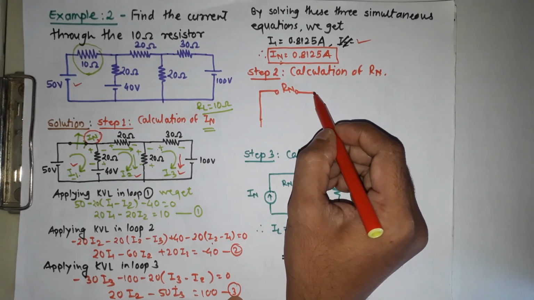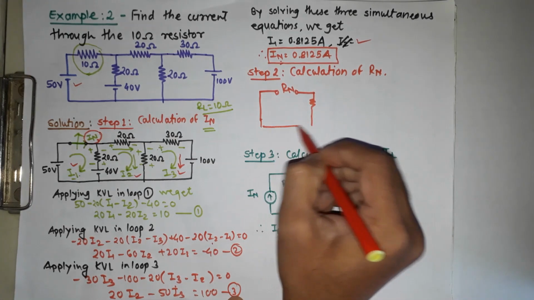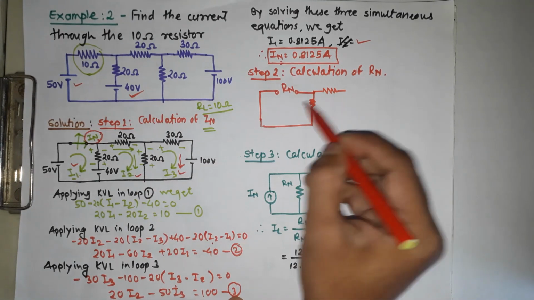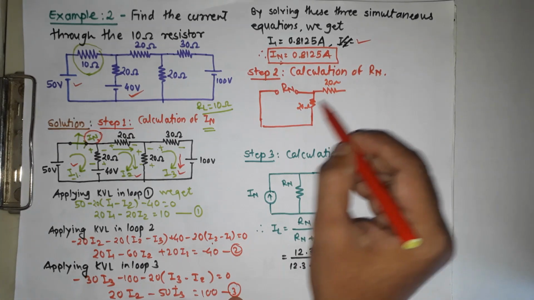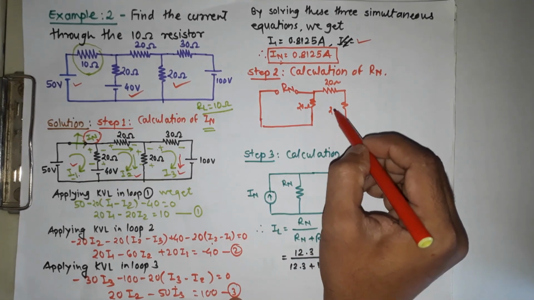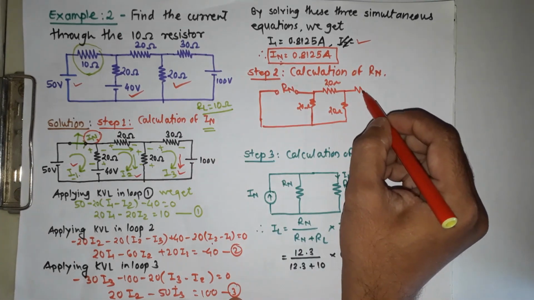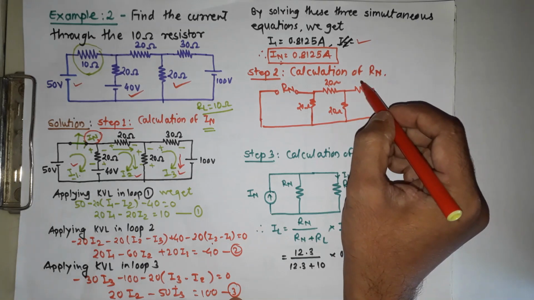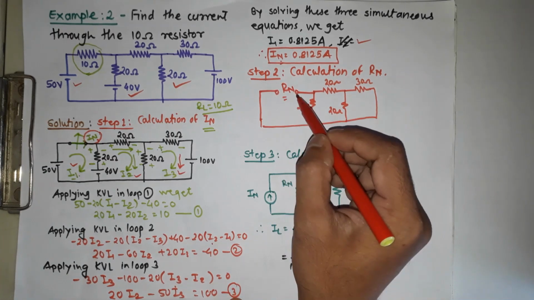Then here the 20 ohm resistance as it is, this 40 volt will be short circuited, then 20 ohm, here it is again 20 ohm, then this 20 ohm as it is, here it is a 20 ohm. Now this is the 30 ohm as it is, and this 100 volt will be short circuited because all the voltage sources we are short circuiting. Now here we have to find the Norton's resistance.